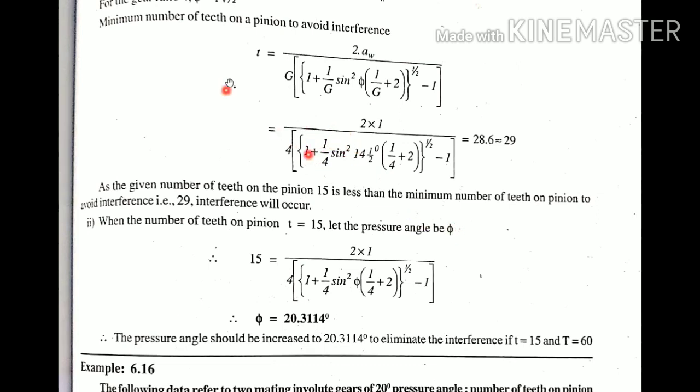Using the same formula, in place of small t substitute 15, and here phi we have to calculate now reversely. Therefore by simplifying this using a calculator operation, if you calculate phi, you will get 20.314 pressure angle. Therefore if you increase it from 14 up to 20.3 degree, then you can eliminate the interference of the pinion with the gear by keeping the same teeth value 15 and the gear teeth value 60.